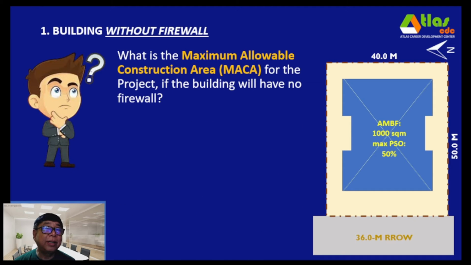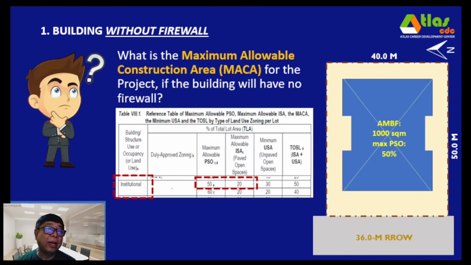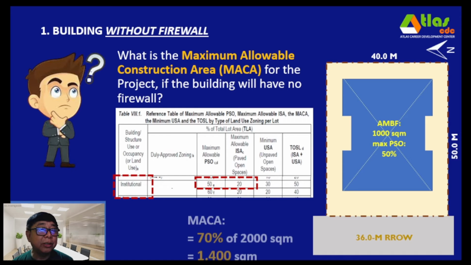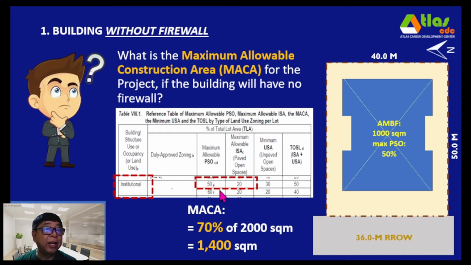On the other hand, if we are to compute the maximum allowable construction area or MACA for the project, if the building will have no firewall, then again, our reference is Table 8.1. So basically, we just add the maximum PSO indicated here and the maximum ISA here. We add those two. That will give you the MACA value, and that will be 70% of the TLA or 1,400 square meters.